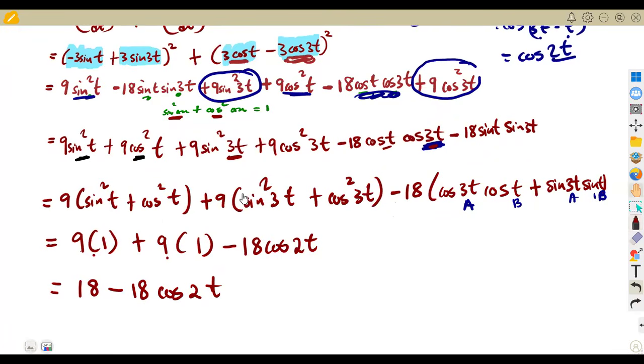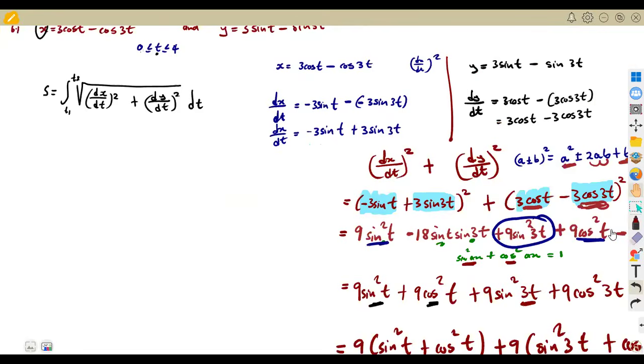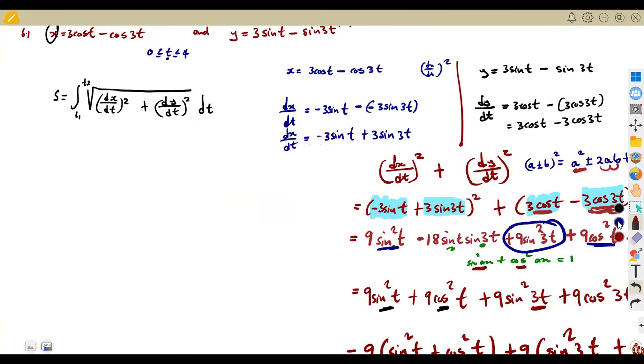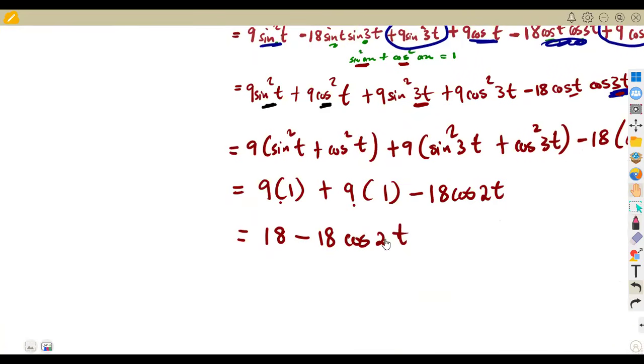But if we are to take a closer look, remember, where are we supposed to substitute? We are supposed to substitute this because remember, what are we simplifying here? We are simplifying this, dx/dt squared plus dy/dt squared, meaning to say we are simplifying the whole of this thing under the square root. So whatever that you're going to get, it has to be substituted under the square root. So if we substitute this here under the square root, which is 18 minus 18 cos 2t, can we simplify this? This cannot be simplified. Take a closer look.